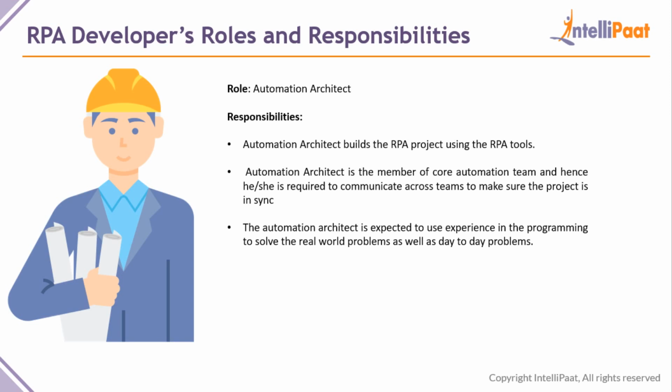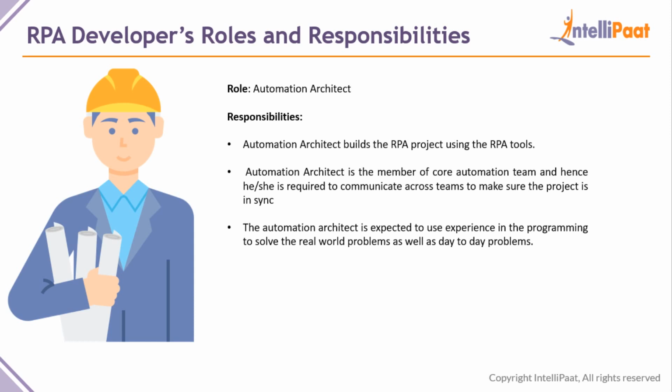Second, the automation architect is a member of the core automation team. Hence, he or she is required to communicate across the teams to make sure the process is in sync. Again, it's similar to DevOps. People need to communicate very smoothly and efficiently to know how the tool is working and where it is at the current stage, so that there is no discrepancy and things can work smoothly. And the third thing that the automation architect is expected to do is to use the experience and programming knowledge that he has, using the testing software that he has used before, to solve real world problems, and he needs to solve day-to-day problems as well.